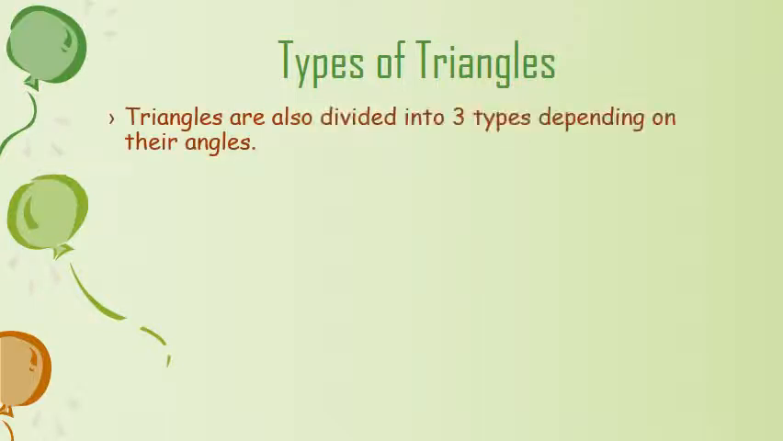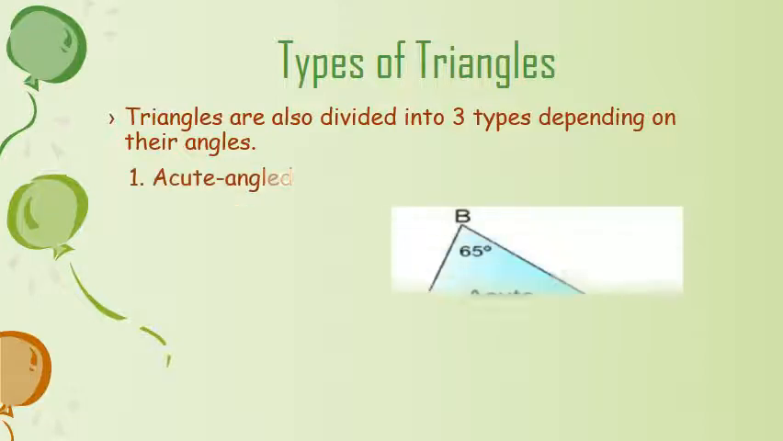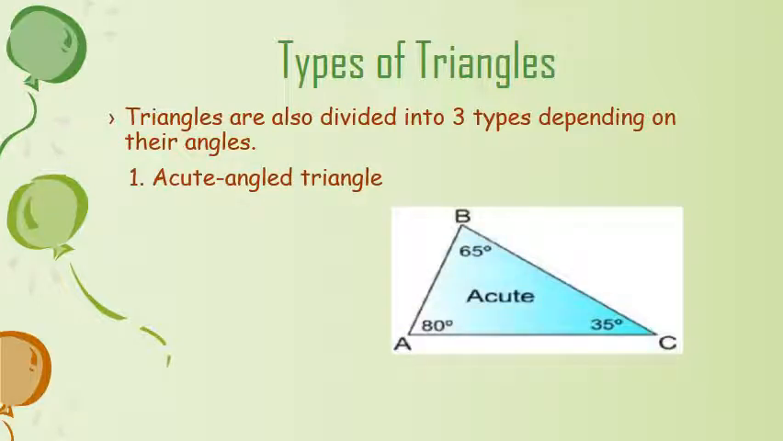Children, triangles are also divided into three types depending on their angles. Let us see how. The first kind of triangle is the acute angle triangle. So what is an acute angle triangle? Well, in this type of triangle, all the three angles are acute. And children, you know what is an acute angle? An acute angle is an angle which is less than 90 degree.